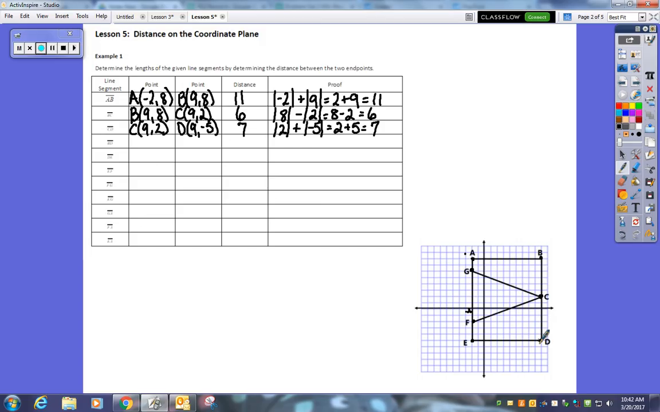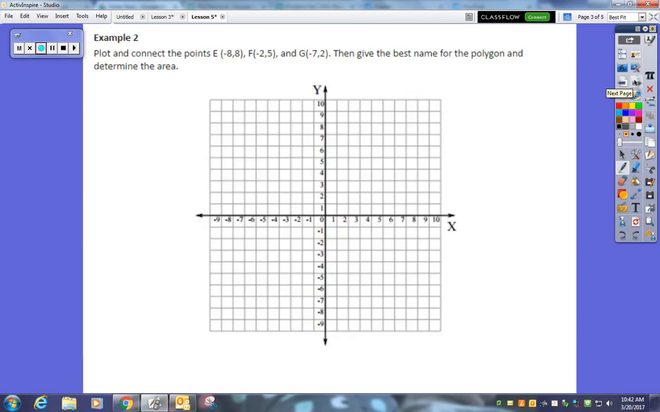Now, there's a full table here of problems that we can do like this, but since this is review, and hopefully you should know how to do these, we are going to move on to the next piece. So looking at the next part, it's asking us to plot and connect the points, and then give the best name for the polygon and determine the area. So the first point, letter E, is -8, 8.